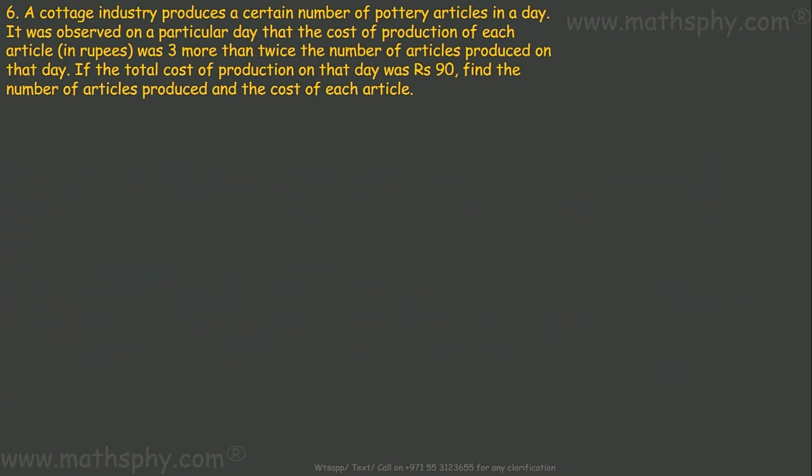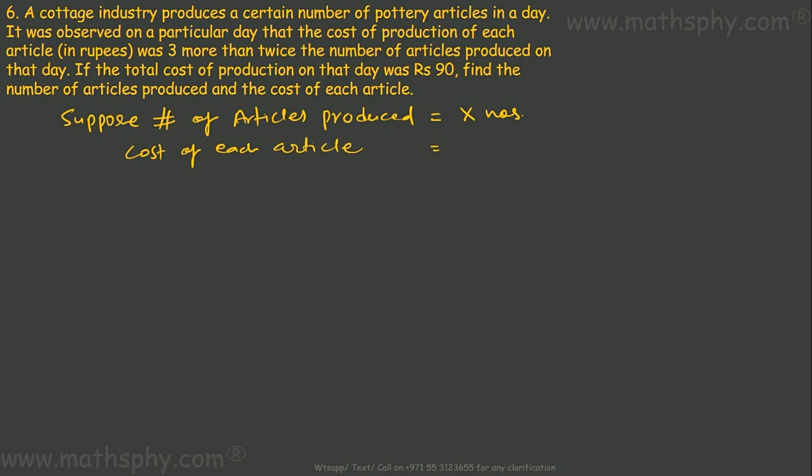Suppose the number of articles produced on that day is x numbers. So the cost of each article, it says 3 more than twice the number of articles produced on that day. Twice means x into 2, plus 3 more, 3. So this is 2x plus 3. So the number of articles produced is x numbers, and the cost of each article is 2x plus 3.